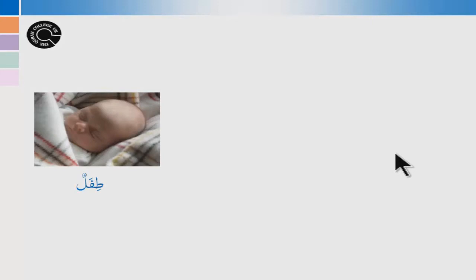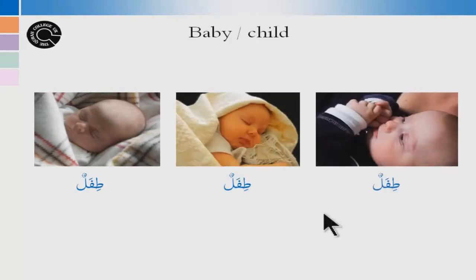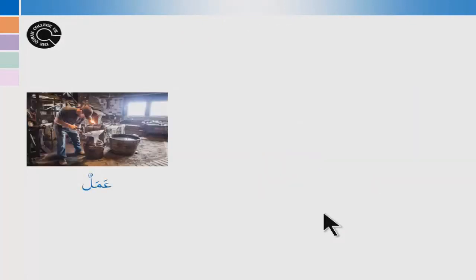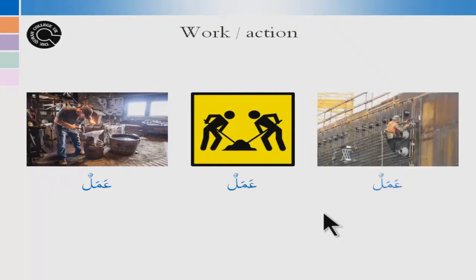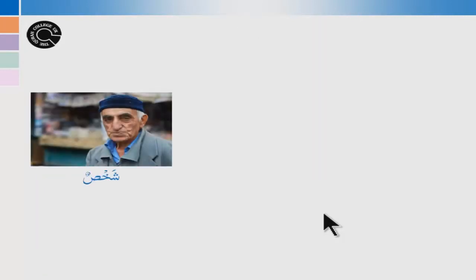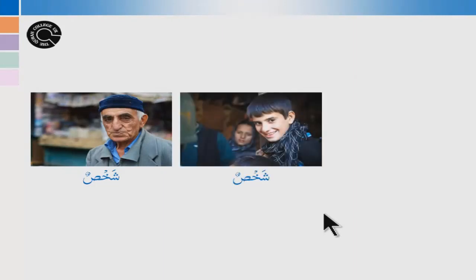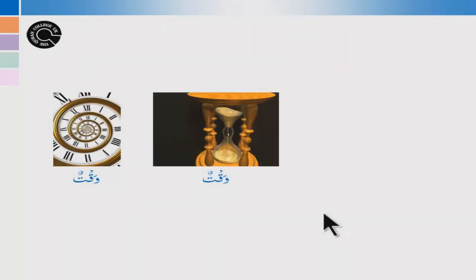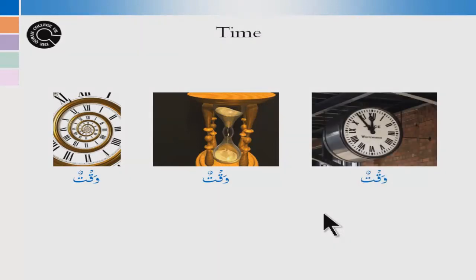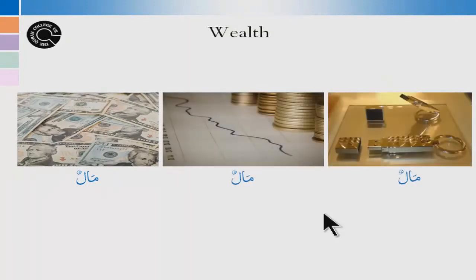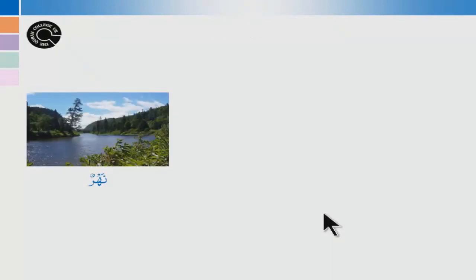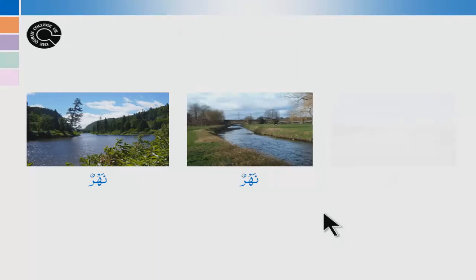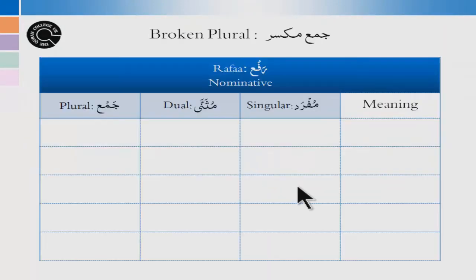Tiflun, amalun, shakhsun, waqtun, malun, nahrun.